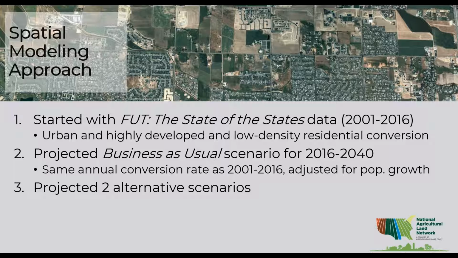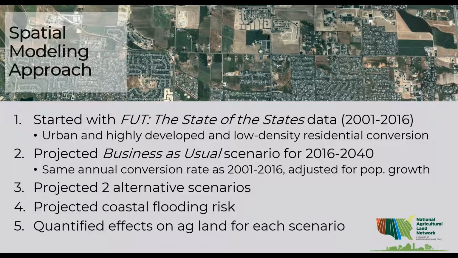For each of the three scenarios, we also mapped the coastal flooding risk that is projected by sea level rise. Once we had a projection of conversion and flooding risk, we quantified the effects of these scenarios in two different ways. We looked at agricultural land types. So what is likely to be converted? Is it cropland, pastureland, woodland? As well as the quality of the land, using what we have dubbed our productivity, versatility, and resiliency values. And I'll speak to that in a minute.